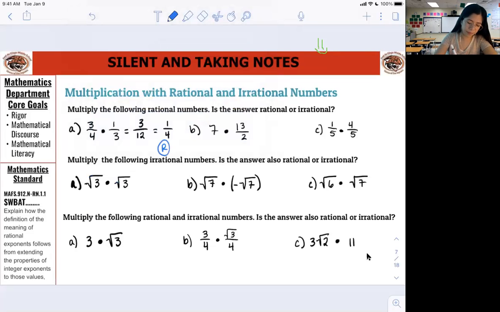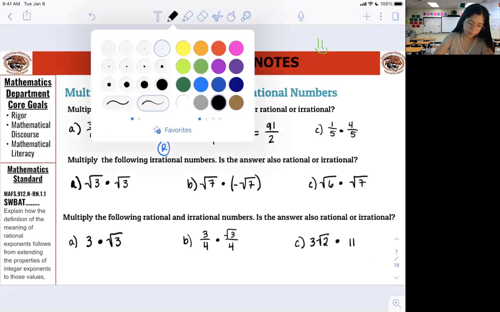I've got rational. 7 times 13 over 2, same thing, we're going to go straight across. 7 times 13? 91. So 91 over 2 is rational.